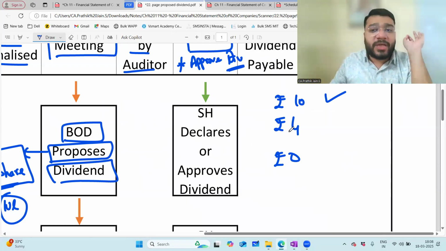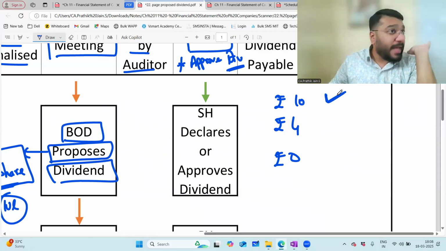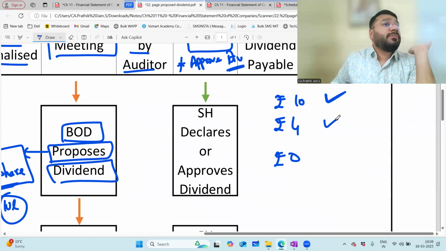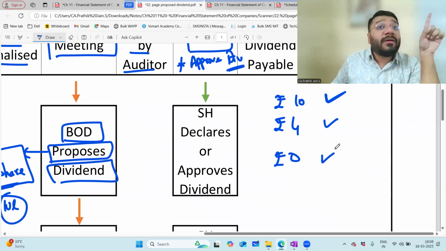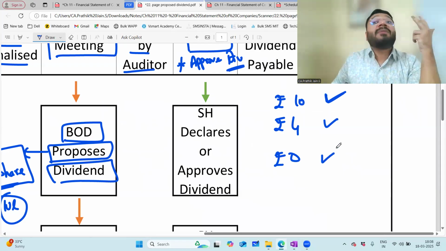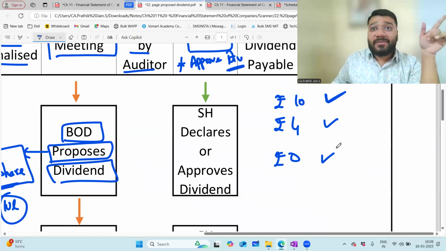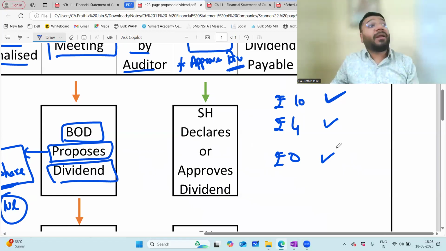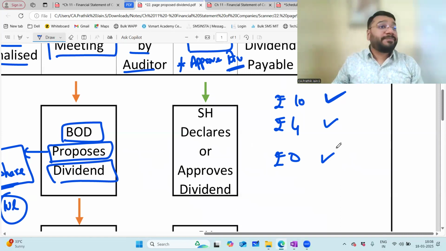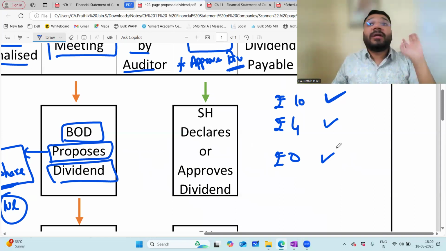So what is the option to the shareholders? Shareholders may declare the same dividend as has been proposed by the directors. They may reduce the dividend to be declared and they may make it even 0. But they cannot increase the dividend beyond what has been proposed by the board of directors. Can the shareholders make the dividend from 10 rupees to 15 rupees per share? Not possible. They cannot increase. Why can they not increase?